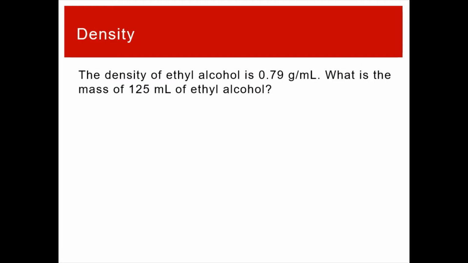We also want to take a look at an example of how we functionally use density in understanding and analyzing material. So the density of ethyl alcohol is 0.79 grams per milliliter. What is the mass of 125 milliliters of ethyl alcohol?